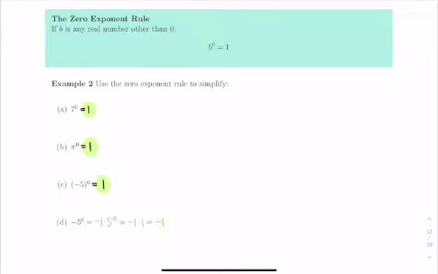Now for this one, we have to be a little bit careful. Only the 5 is being raised to the 0. So we could always rewrite this as negative 1 times 5 to the 0. Well, we know 5 to the 0 is just 1 from the rule, but negative 1 times 1 is negative 1. So the difference between C and D is that in C, the negative was grouped with the 5 using the parentheses, where in D, the negative was not grouped together, which means only the 5 was being raised to the 0.